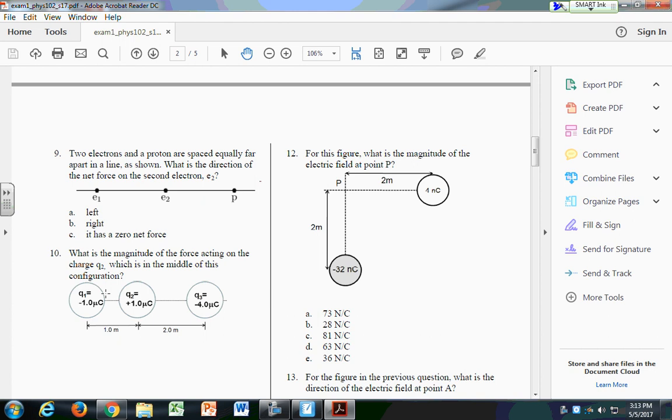So on that one, the direction of the net force on the second electron, well, the force on E2 due to this one is going to be repulsive. It'll be in that direction. And the force on E2 due to the proton, positive and negative, they're going to be attractive. So the net force will be to the right. It'll be something like that. If you have a question like that. Okay?